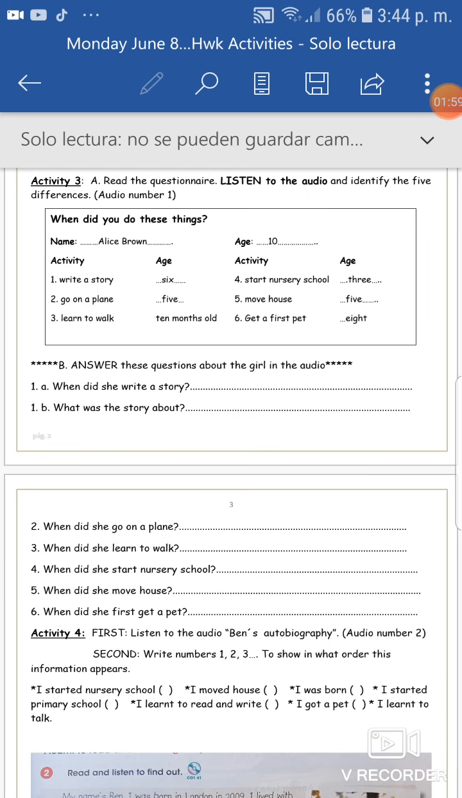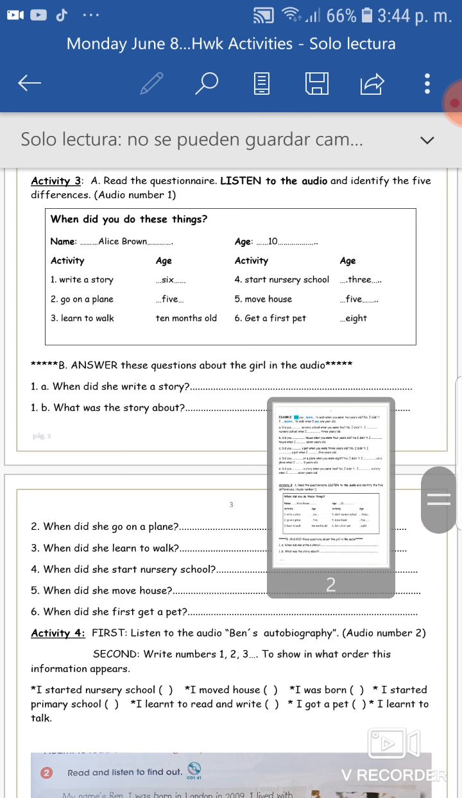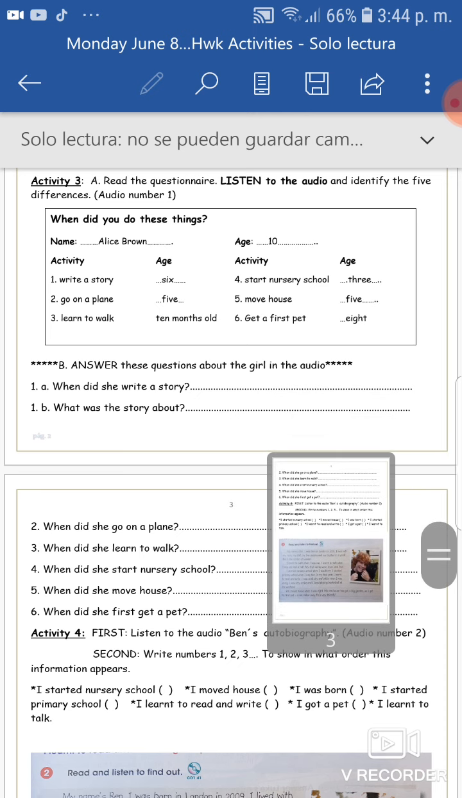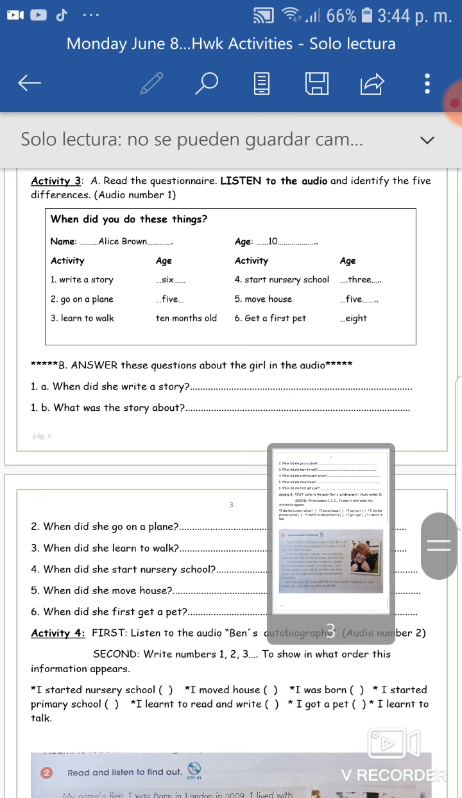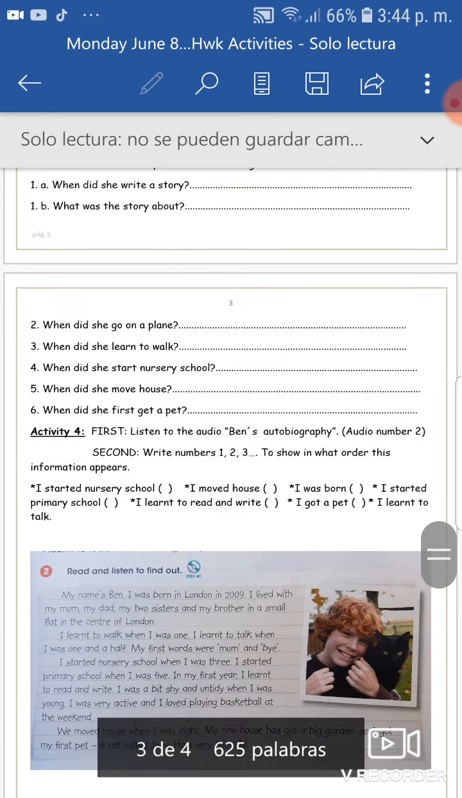Okay, for activity number 3, you need the audio number 1. You listen to the audio that I sent you, and you have to correct the information that is inside this chart. Okay, so for example, her name isn't Alice Brown. Listen to the audio. Discover her real name. Okay, there are 5 differences.